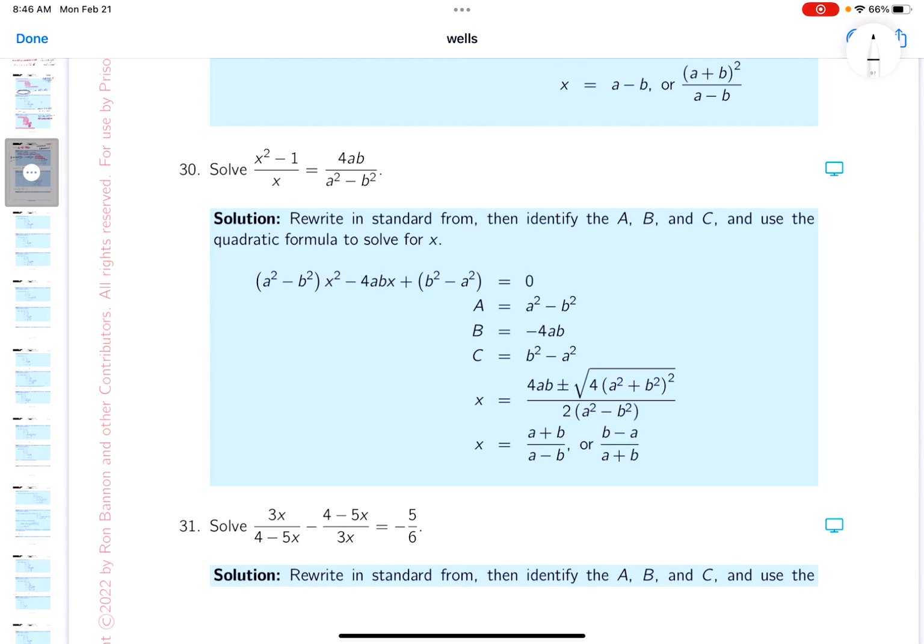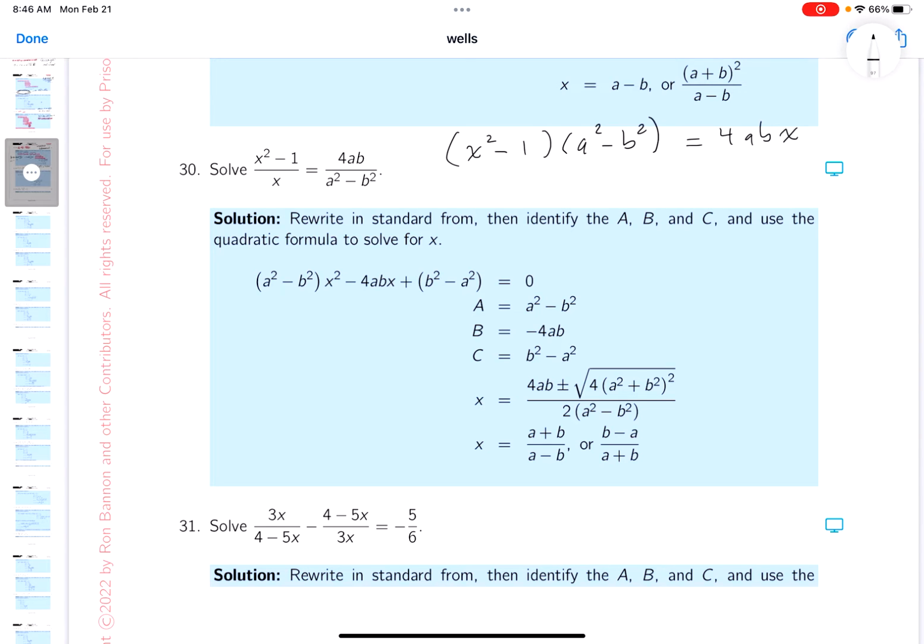But I'm going to clear the fraction. And what do you get? x squared minus 1, a squared minus b squared. And then what do you get over here? You get, well, it's not so bad, 4abx. All right? So I'm kind of looking at it, and I do want to get in that standard form.